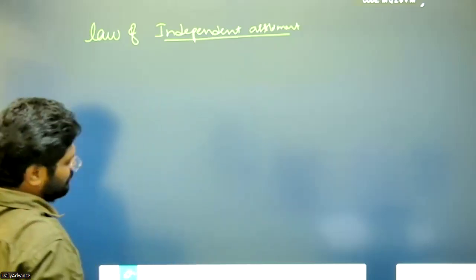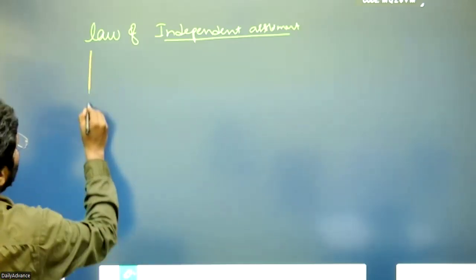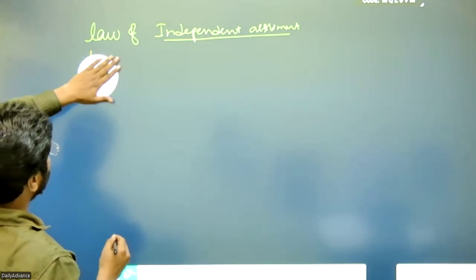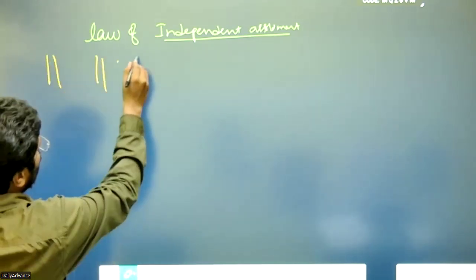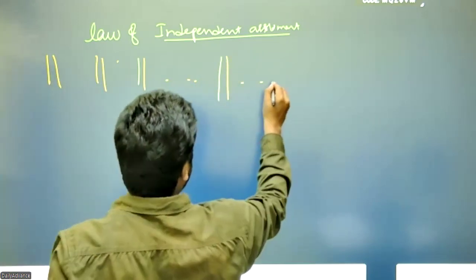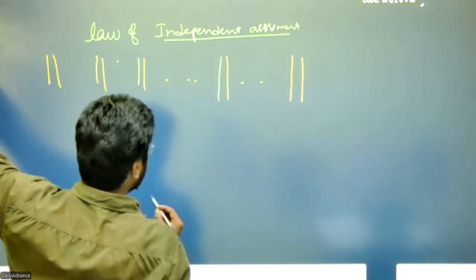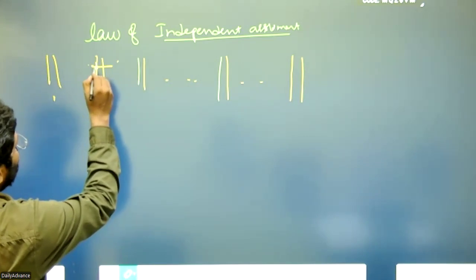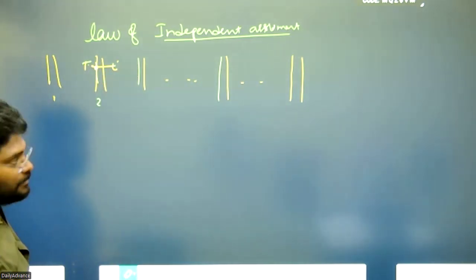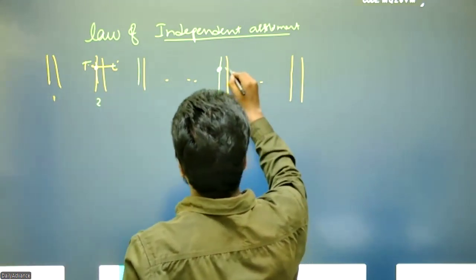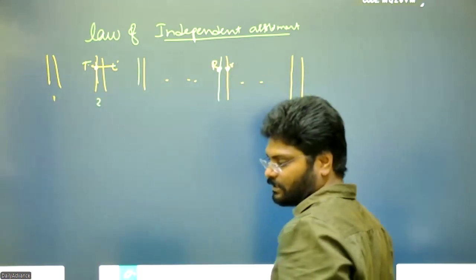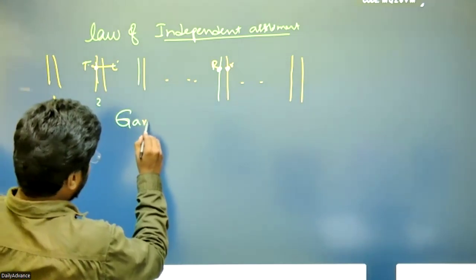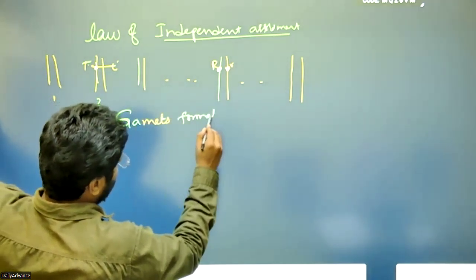So what do you mean by independent assortment? Regarding gametes, you know, one is a taster, a heterozygous taster. So chromosome 1, chromosome 2, chromosome 3. Here is a heterozygous taster, capital T, small t. Here is a heterozygous roller, capital R, small r. So here is gamete formation, which is the meiosis process.